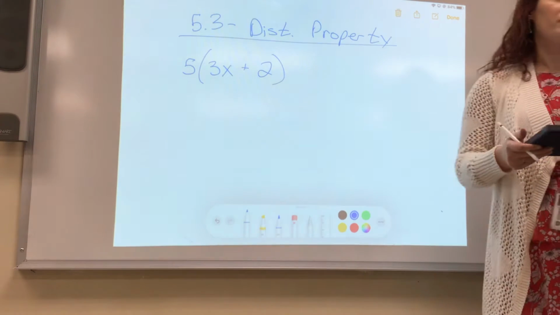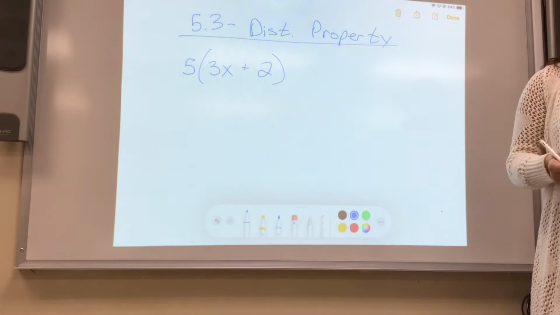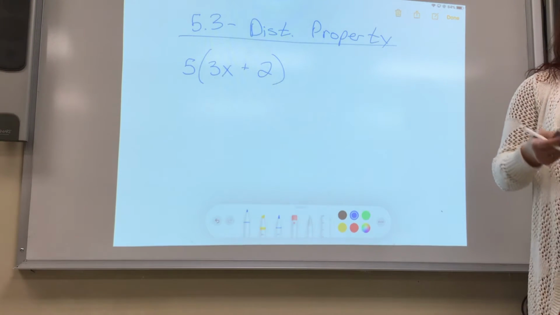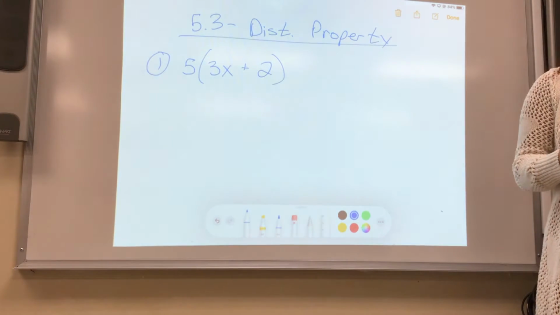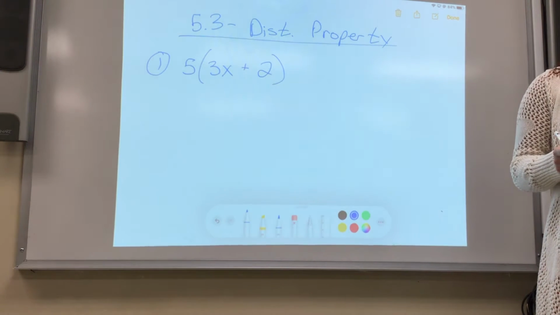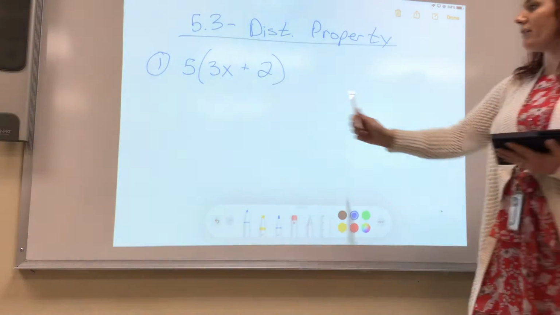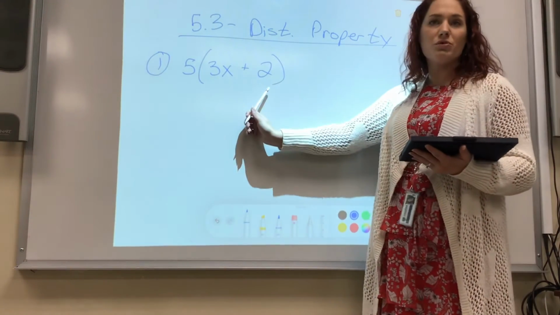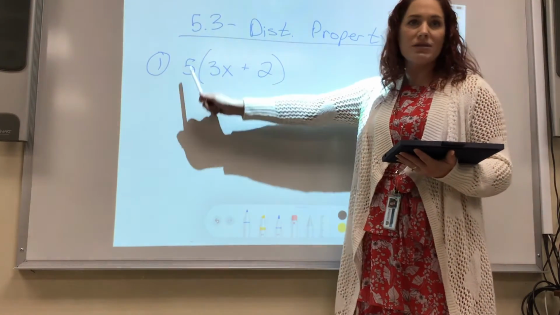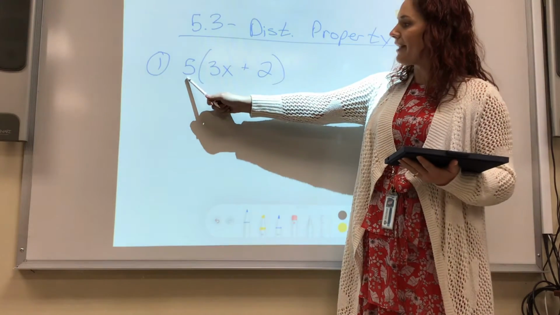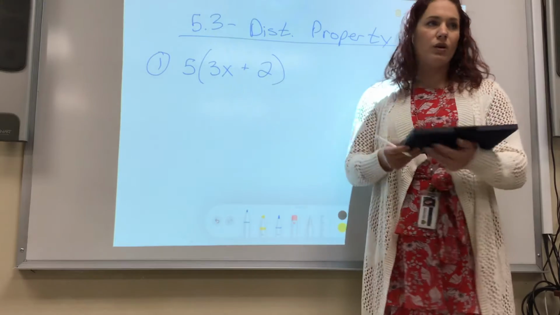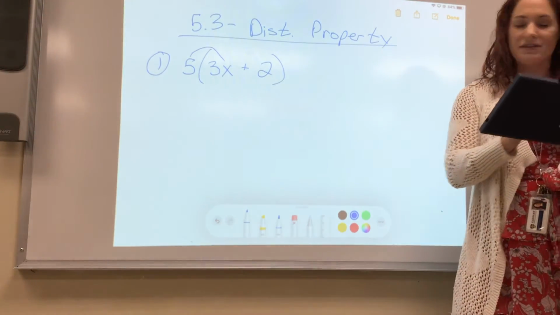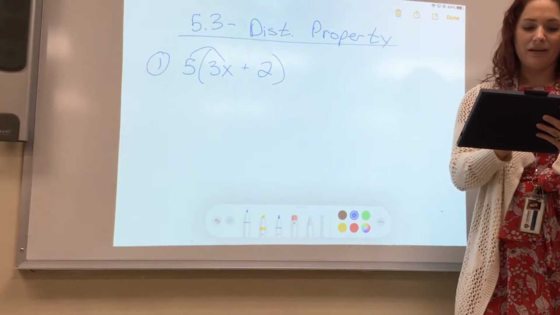We're reviewing the distributive property before we begin. 5 multiplied by the quantity of 3x plus 2. This will be example number 1. So Eliana was reminding us earlier that if we have two numbers added or subtracted in parentheses, and there's a number outside that's being multiplied, we have to multiply that number by both of the numbers inside of the parentheses. So we're going to multiply 5 times 3x and 5 times 2.